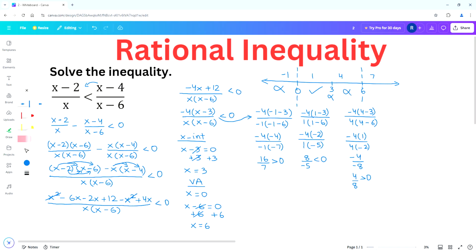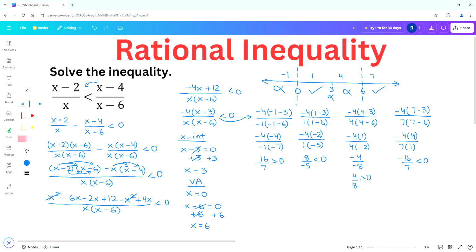Next, we can use the test value 7. Negative 4 times 4 is negative 16. 7 times 1 is 7. This fraction has a value less than 0. Therefore, the inequality is satisfied in the interval to the right side of 6.